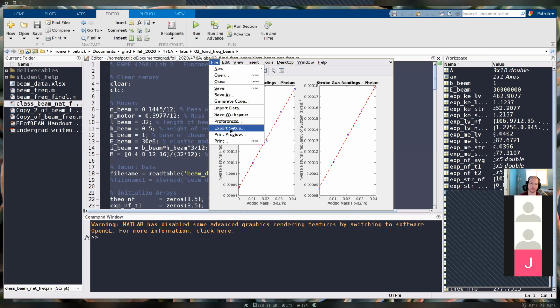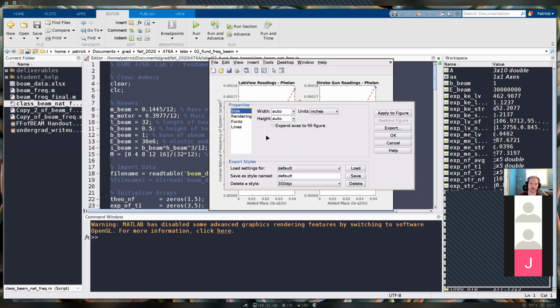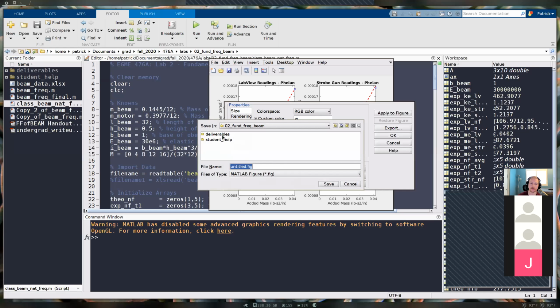We go to File, Export Setup, and then under Properties, I'm going to click on Rendering, and then change my DPI. Instead of Auto, I'm going to put it to 300. 300 is always very good, even if we scale it up a lot, especially if it's a vector. If it's a vector, it's always going to look good. So we put it as 300 DPI, and then click on Export.